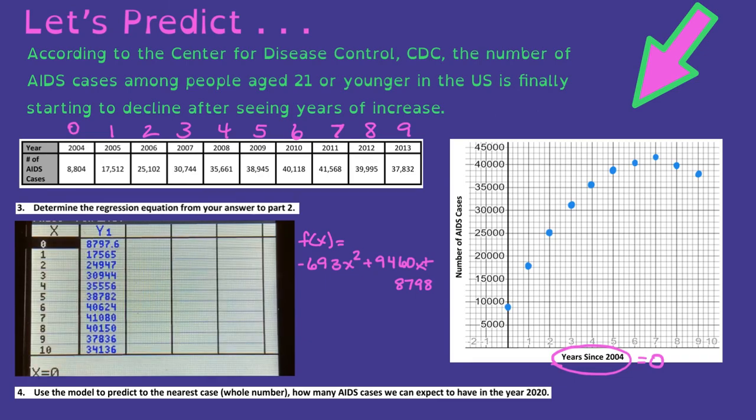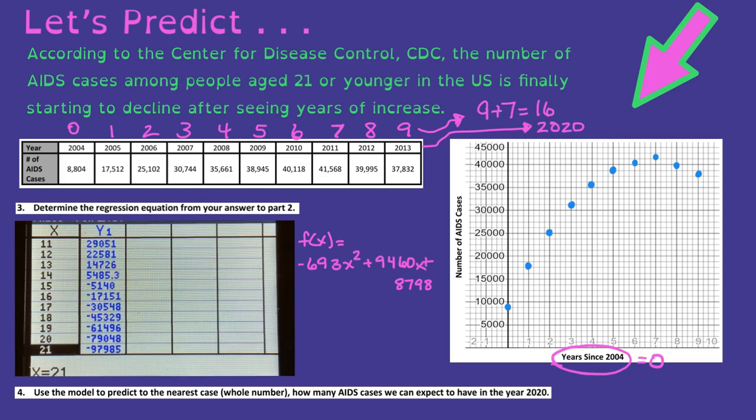To predict what we're going to do in 2020, we need to continue our x values down to 16 because that would be an additional 7 years. And here you can see that it's a negative value, meaning based on the trend that we should be seeing no more cases by then.